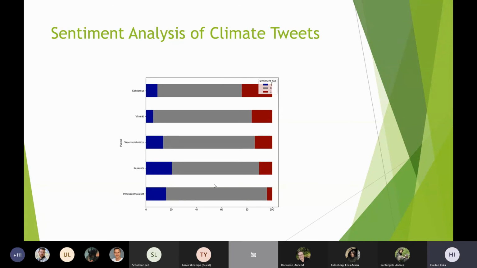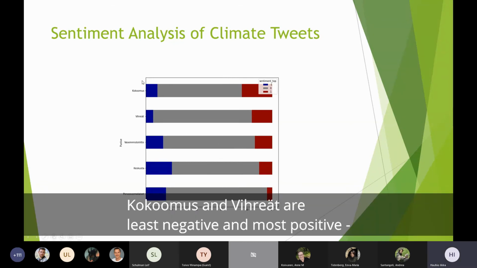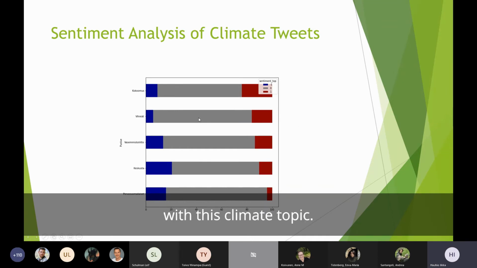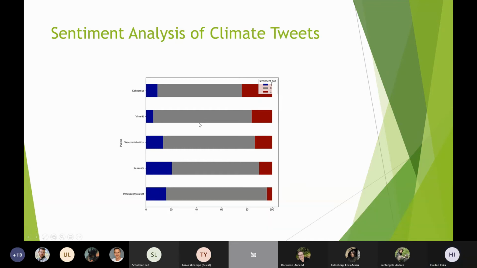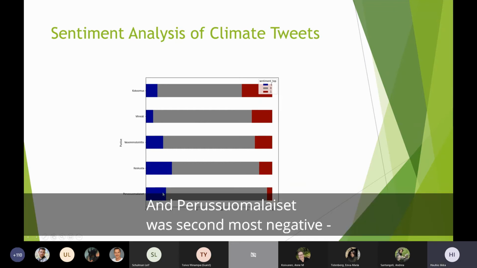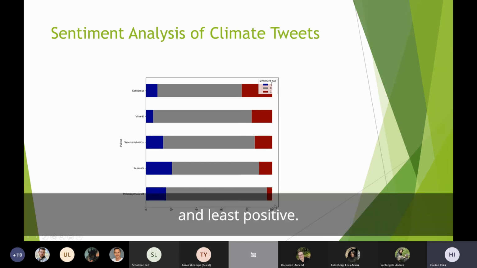Then Kokoomus and Vihreät are most like least negative and most positive on this climate topic. And perussuomalaiset was second most negative and least positive.